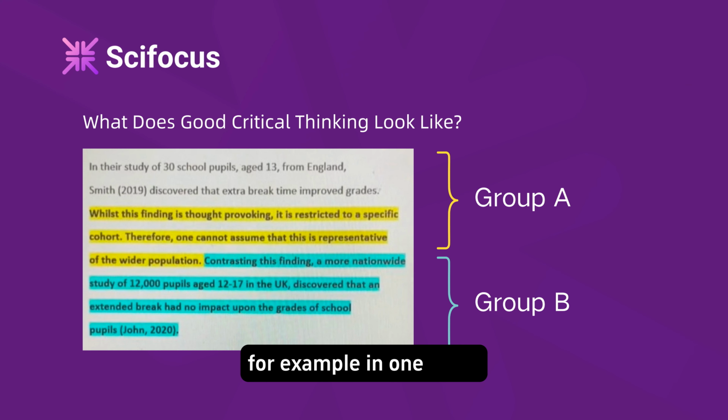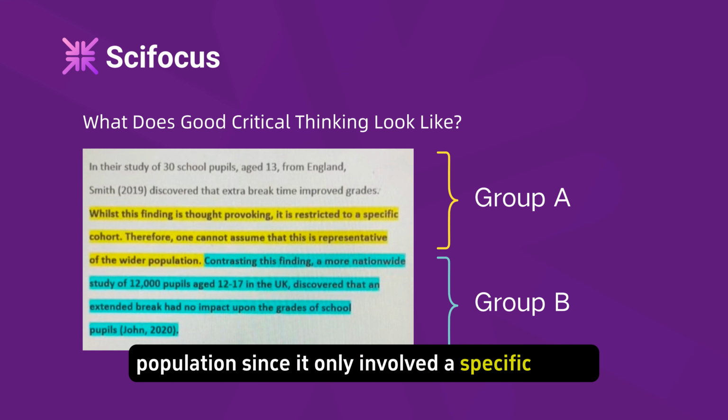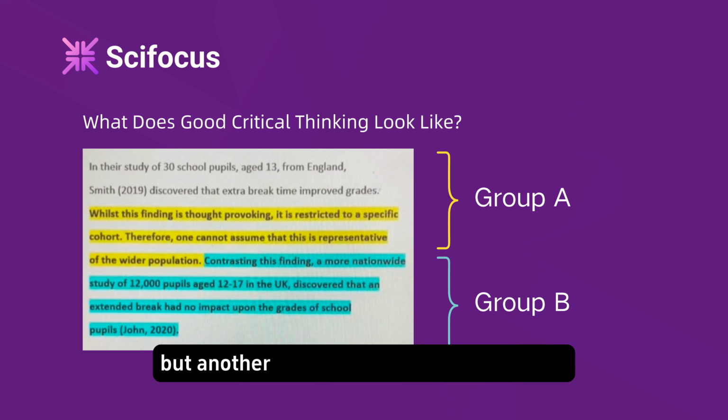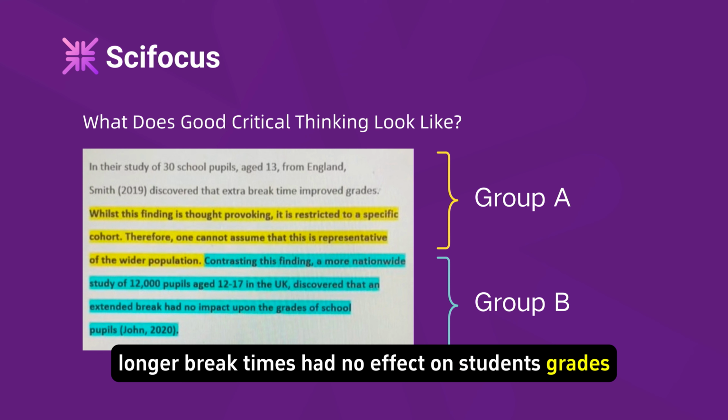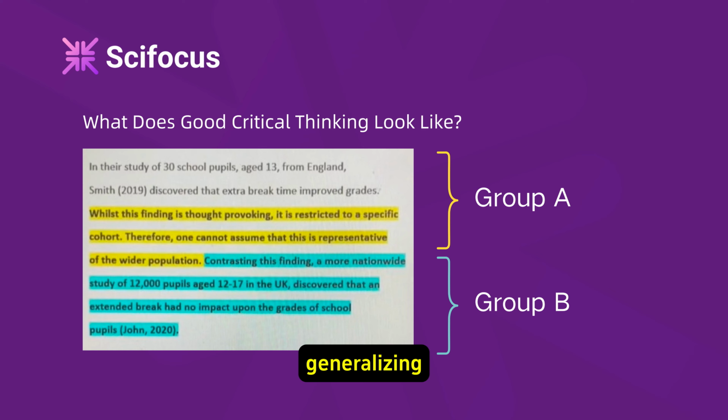For example, in one study, a small group of students found that extra break time improved their grades. This might not apply to a larger population since it only involved a specific group. But another study, based on a larger sample, concluded that longer break times had no effect on students' grades. This type of critical analysis helps us avoid overgeneralizing.